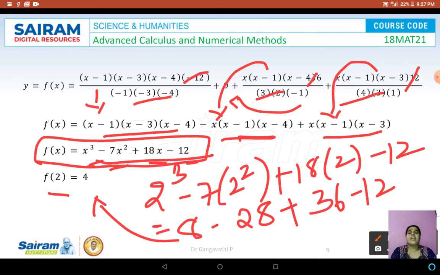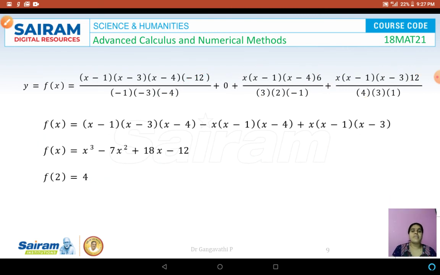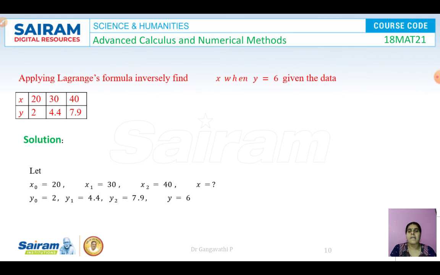So even here the value of x is only 1. Even though many values of x have been given, like find the value of y when x is equal to 2, x is equal to 10, x is equal to whatever it is, however many values of x have been given, we can substitute it here and get the corresponding value of y. That is an advantage of finding the polynomial. Only if it is asked we will find it, otherwise we will straight away substitute the value of x and get the answer. So now let us see another example.